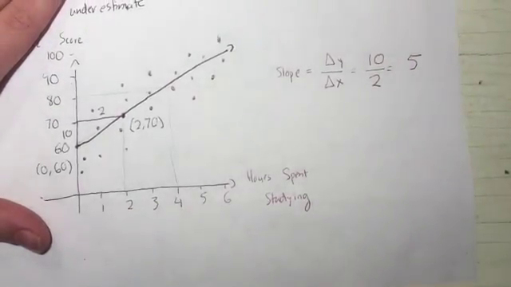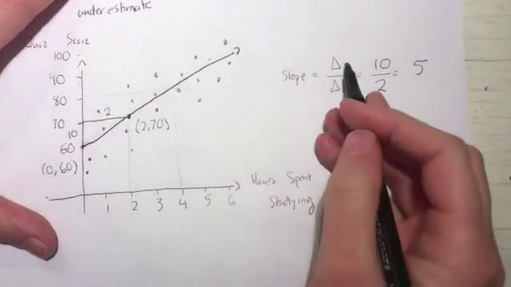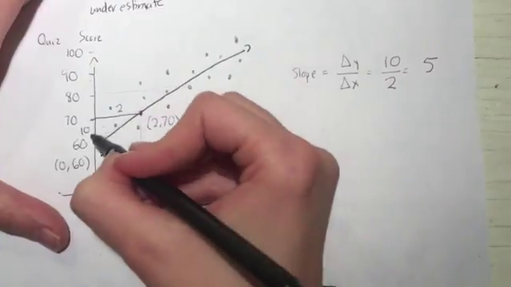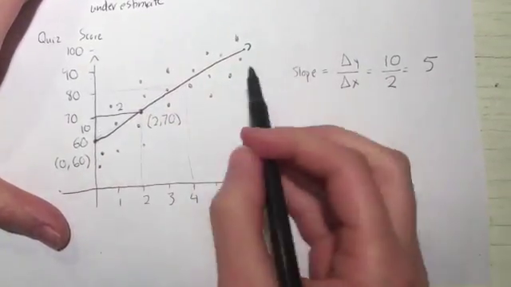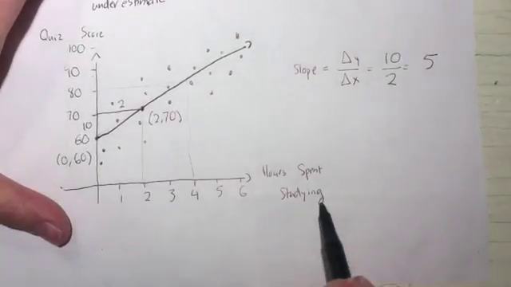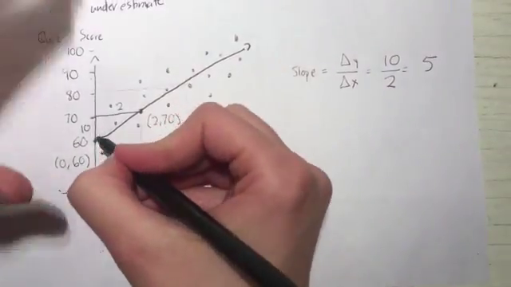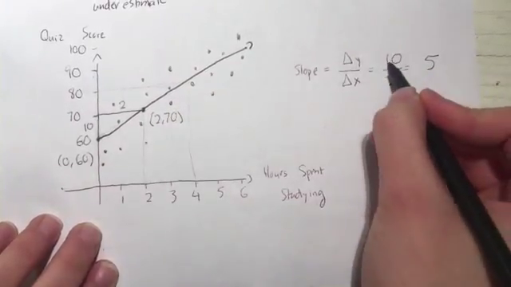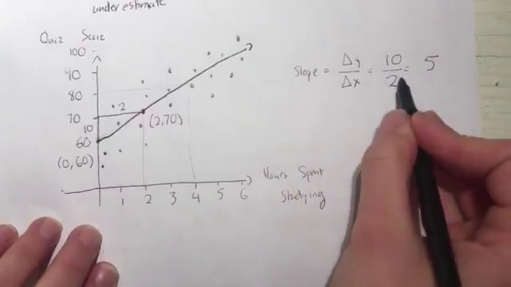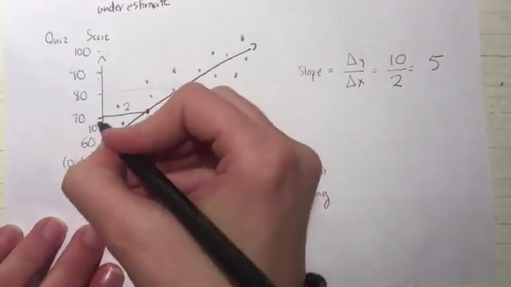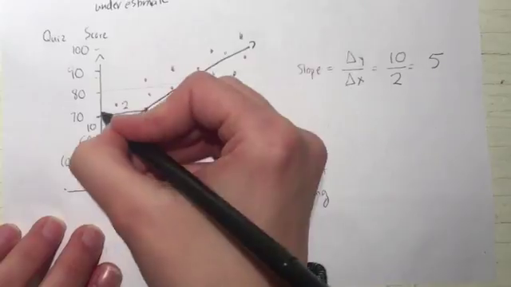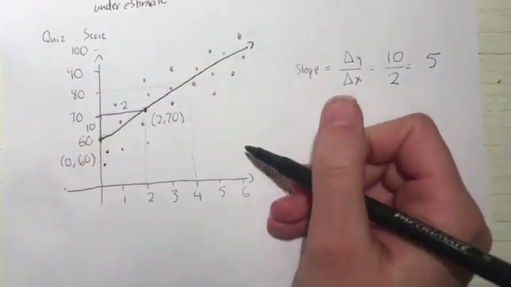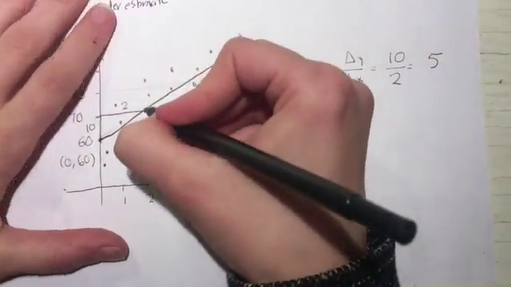Now we want to think about what does that slope actually mean? Well, on our y-axis we had our quiz score. So our change in y is just the amount our score has changed. And our change in x is our hours spent studying. So we can see that when our y changes by 10, our x has to change by 2, which means that if we're going to expect our score to go up by 10, then we have to spend 2 more hours studying. And this is going to be consistent because it's a straight line.